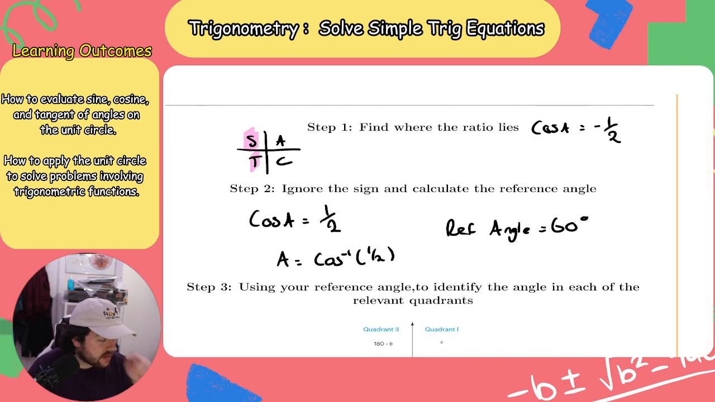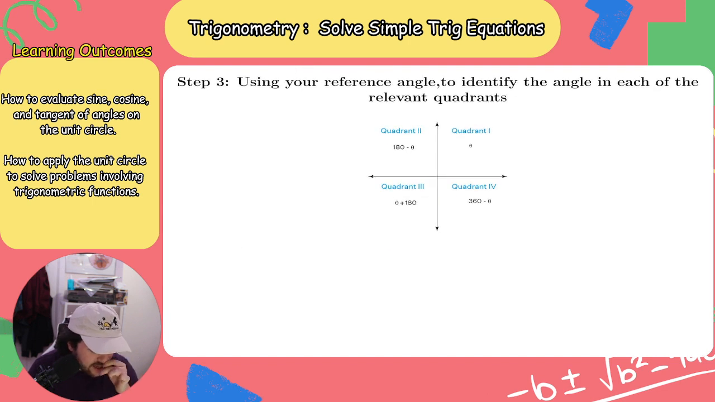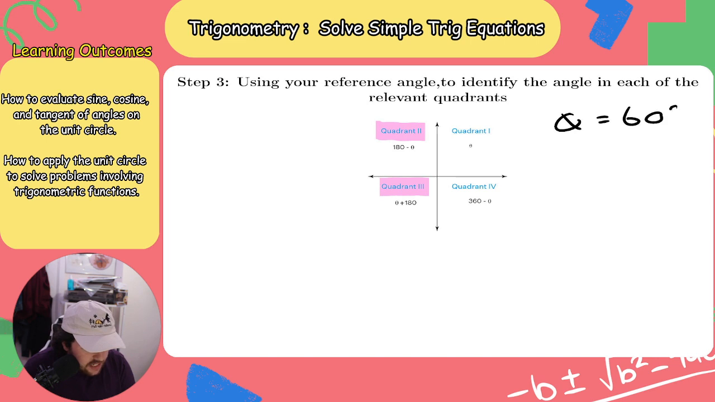Right? So first step, find which quadrants my ratio lies in. Second step, find my reference angle ignoring the sign. And then my third step here, using my reference angle, identify the angle in each of the relevant quadrants. So if you recall from part one, I found out it is in quadrant 2 and it's in quadrant 3. So I have my reference angle is equal to 60 degrees.